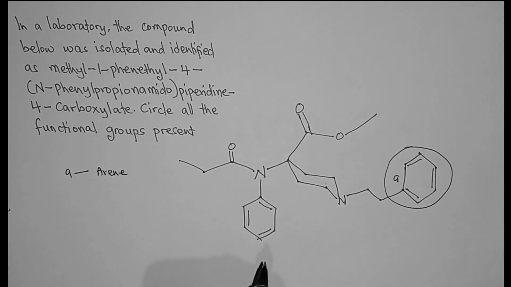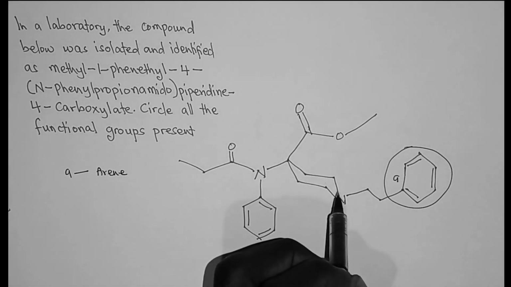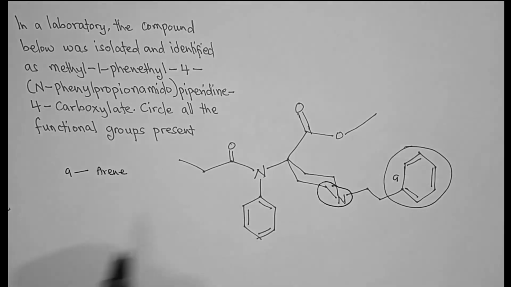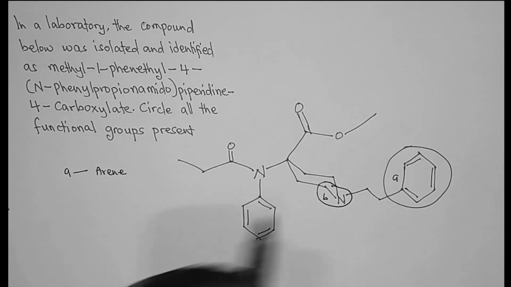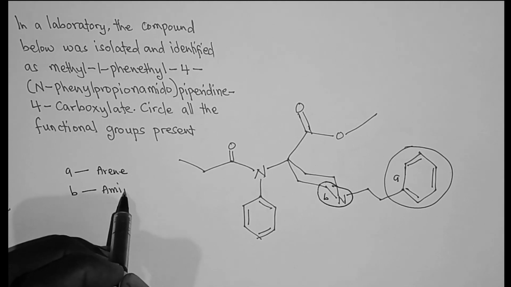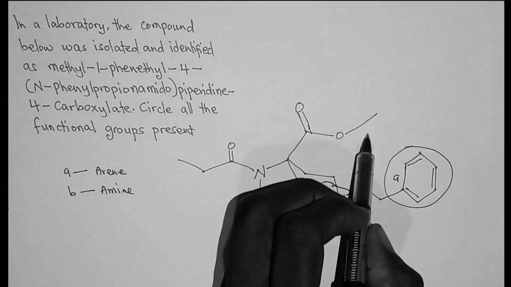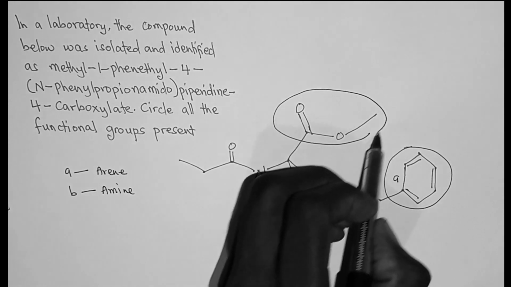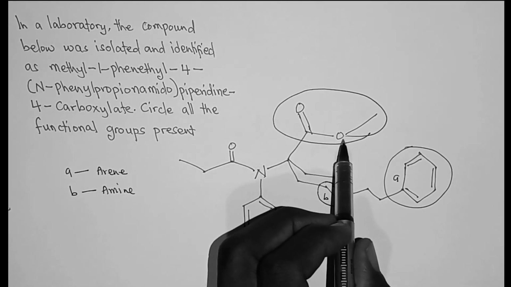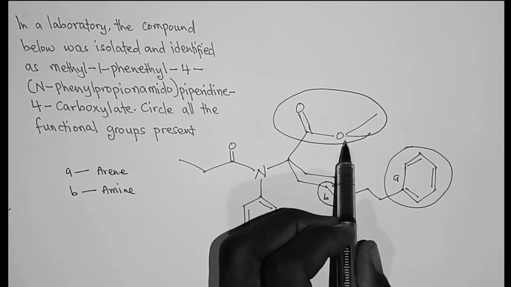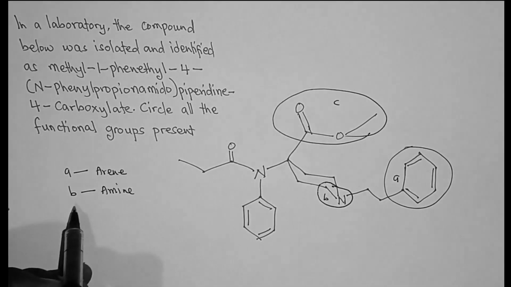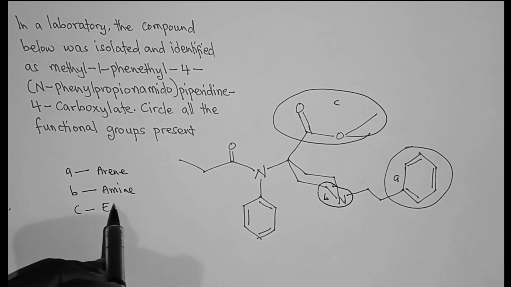And then apart from arene, you see this is an amine. Carbon bonded to a nitrogen is an amine. So this is B. So B is an amine. And then apart from that, you can see this functional group here. A carbon in double bond to an oxygen, which is in a single bond to an oxygen and bonded to a carbon. And let's say that is C. And so C is an ester.